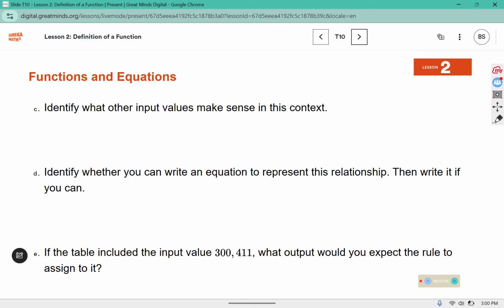C. Identify what other input values make sense in this context. Any number could make sense.